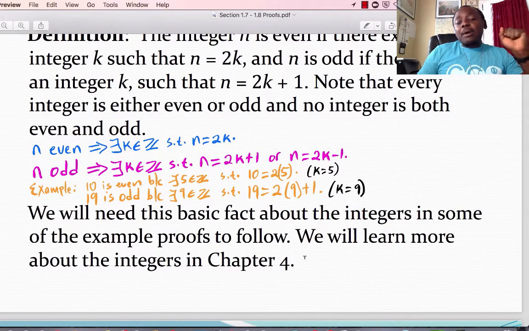We will learn some more about integers in subsequent chapters, but I need you to remember the definition of a number being odd and a number being even. And in a few lectures, we would then inform you that integers are not only divided as even and odd, they could be divided in so many ways. As a matter of fact, infinitely many ways. But for now, let's concentrate on even and odd numbers.